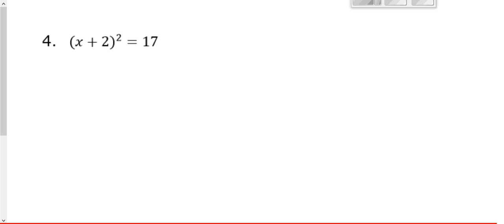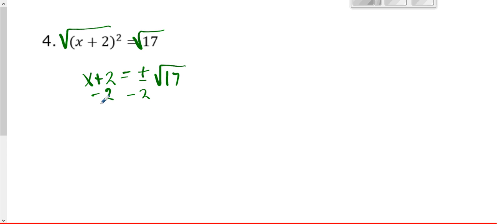Okay, number 4. I can see that the left side can easily be solved with a square root, and I already have 17 on the other side, so I'm just going to use my square root method here. So square roots, both sides. I'll be left with x plus 2 equals plus or minus the square root of 17. And then I need to subtract 2 from both sides. So I have x equals negative 2 plus or minus the square root of 17.